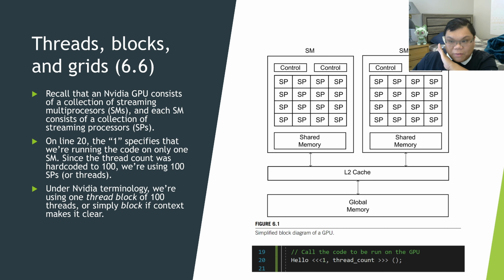NVIDIA GPUs, if you recall, those are a collection of streaming multiprocessors, and each SM has a collection of individual streaming processors. So basically, multiple SPs form to make one SM, and multiple SMs make up one GPU. Basically, we were using one thread block, or simply block, of 100 threads. But as I said, there's nothing stopping us from using multiple blocks.